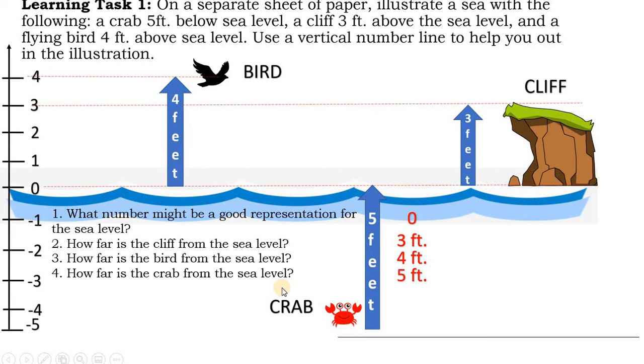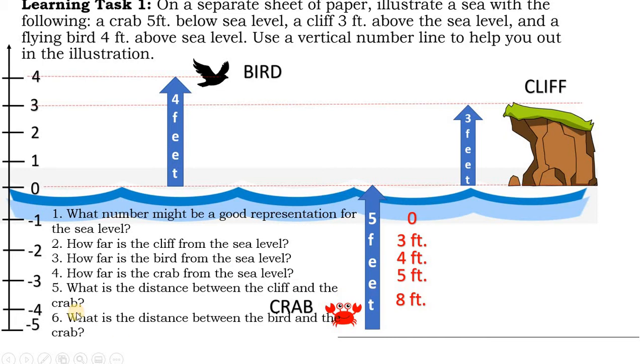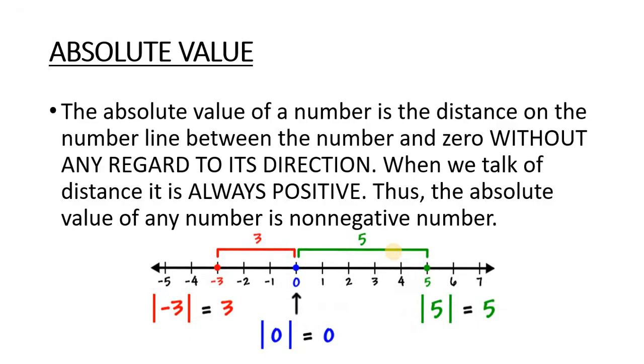Number 4, how far is the crab from the sea level? That is 5 feet. Number 5, what is the distance between the cliff and the crab? So what we just need to do here is to add 3 feet to 5 feet, diba? So that will be 8 feet. And then last question, what is the distance between the bird and the crab? 5 feet plus 4 feet equals 9 feet. Yeah. So I hope nakita natin yung importance and of course the concept of distance.